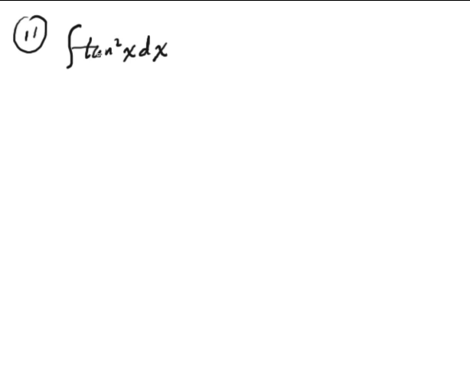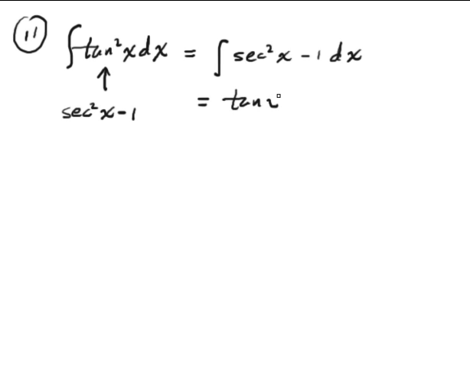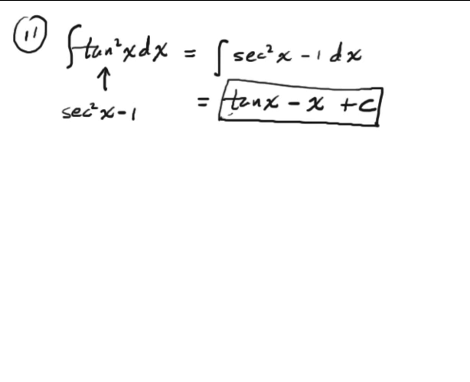Okay, the integral of tan squared x dx can be easily integrated if you just do a trig substitution. Okay, tan squared plus 1 is secant squared, so tan squared is equal to secant squared x minus 1. And secant squared is exactly the derivative of tangent, so we can integrate this easily. So this is equal to tangent x minus x. Okay, so that was just a trig substitution.